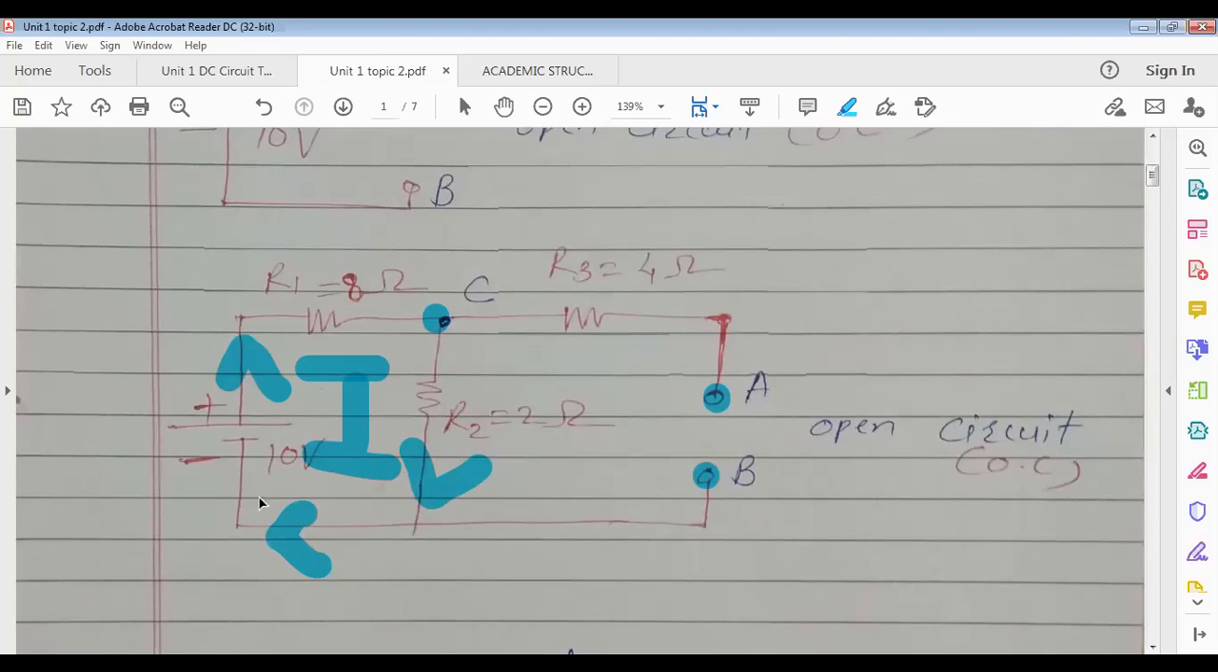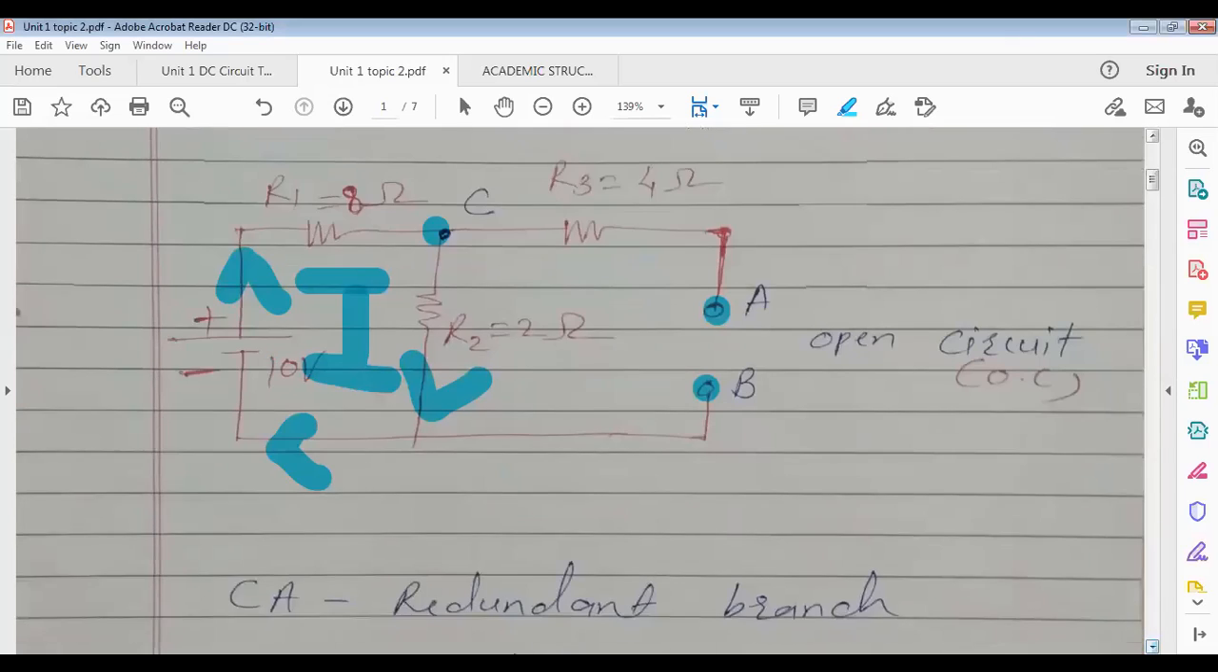What is the resistance of this circuit? 10 ohm, correct. How are the 8 and 2 ohm connected? In series. Correct, the 8 and 2 ohm are connected in series. So whenever you are asked to find the equivalent resistance here, 8 and 2 ohm are connected in series. Why? Because the same current is flowing through them. So what is the total current flowing in the circuit? 1 ampere, correct. Got it clear?